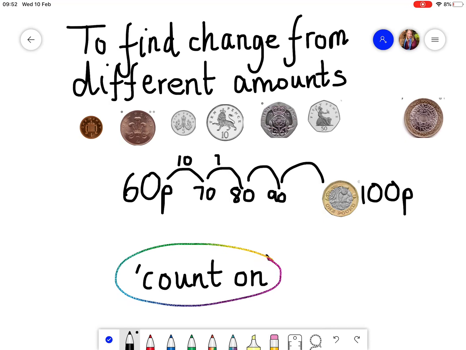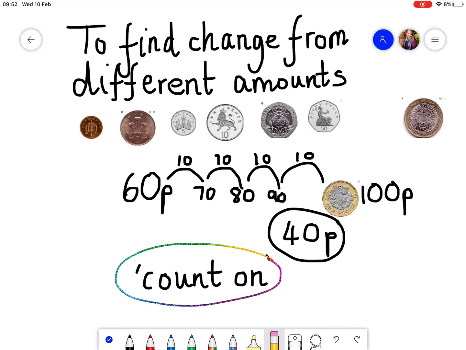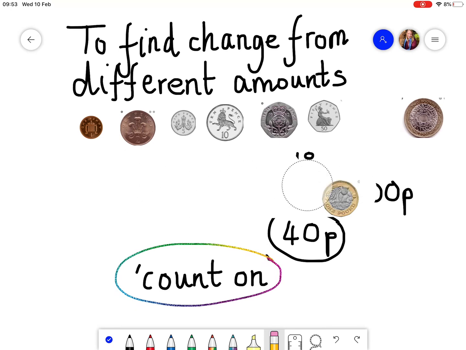So we counted in tens. So we had 10, 10, 10, and 10. 10, 20, 30, 40. So there was 40p difference between 60p and £1, which is 100p. So instead of counting in ones for that one, we counted on in tens to get to 100, and the difference was 40p. So the shopkeeper should give you back 40p because that was the difference.